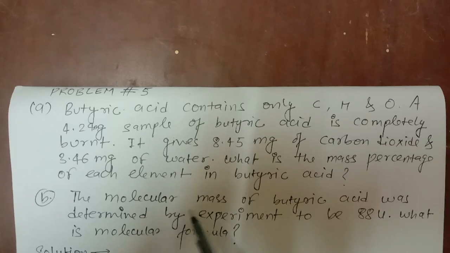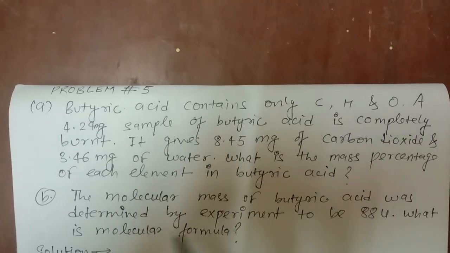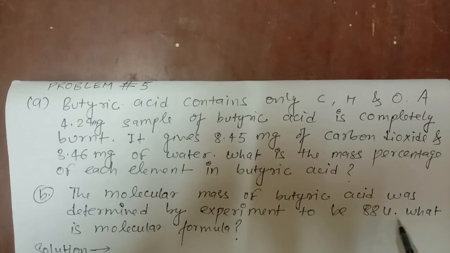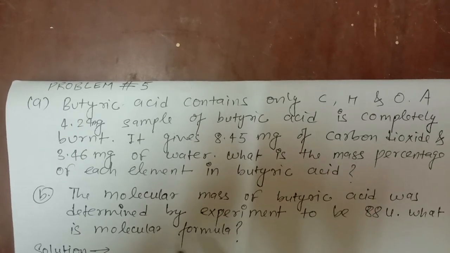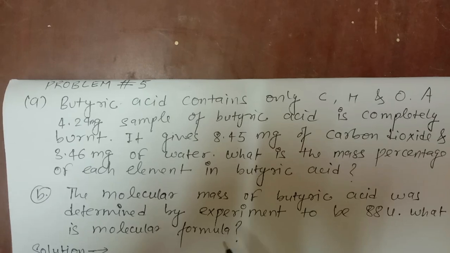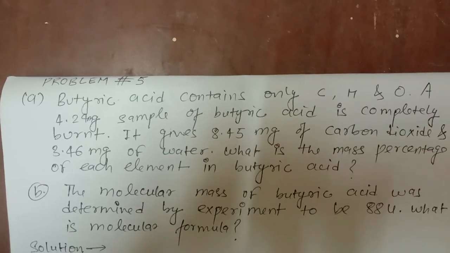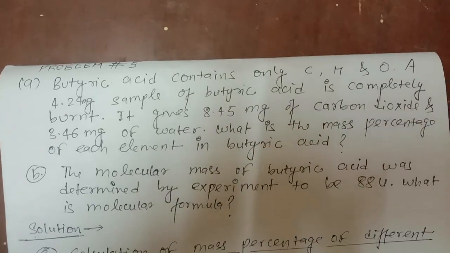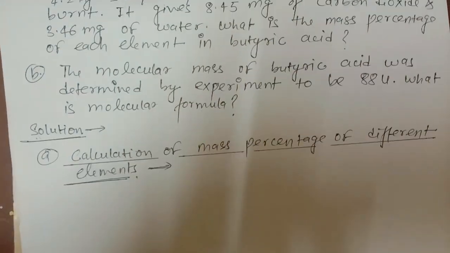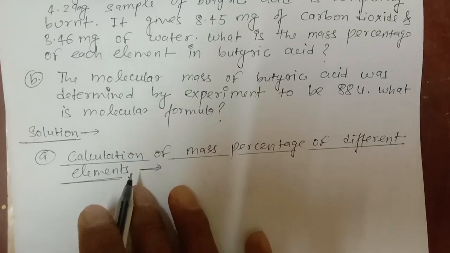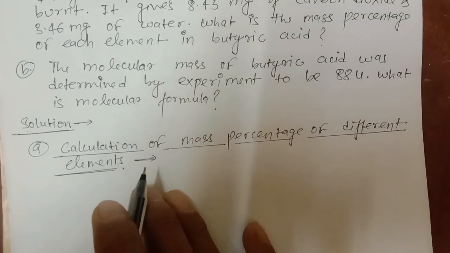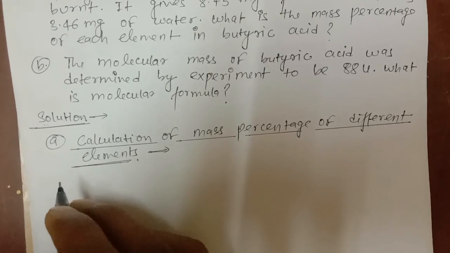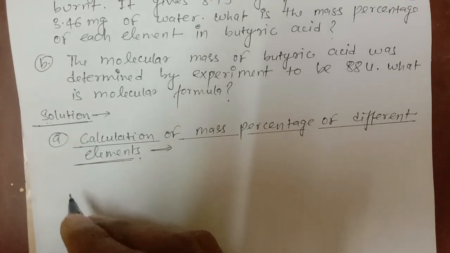In the second part, the molecular mass of the butyric acid was determined by experiment to be 88 u. What is the molecular formula? In the second part, we have to find the molecular formula. So let's see the solution of the first part, then we will solve the second part. First we will calculate the mass percentage of different elements. So students, first the percentage of carbon can be calculated.